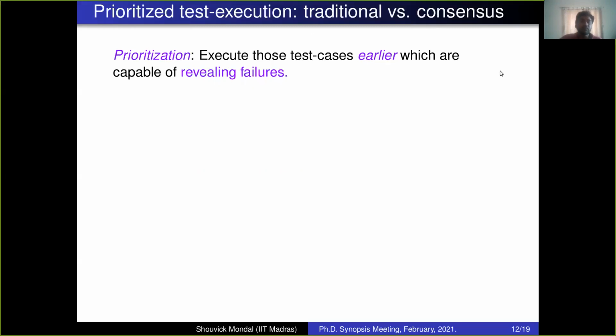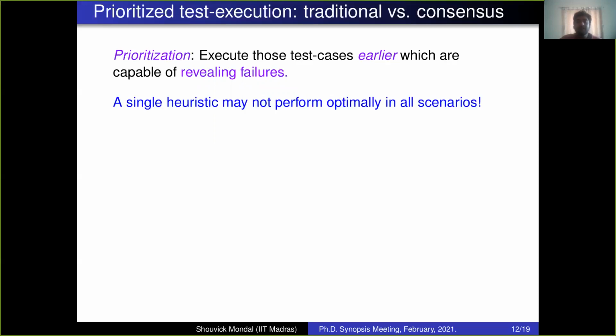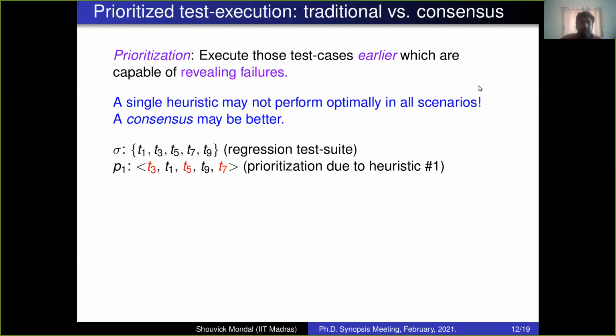In the software regression test prioritization literature, we have multiple different heuristics because a single heuristic may not perform optimally in all scenarios. Different heuristics may lead to different effectiveness of the prioritization. So our intuition is that a consensus of those different orderings may be better. Let's see with this example. Going back to our example, we have 1, 3, 5, 7, 9 as the regression test suite, and there is a prioritization heuristic 1 which says you execute test cases in this order: 3, 1, 5, 9, and 7. The red ones are the failed test cases.